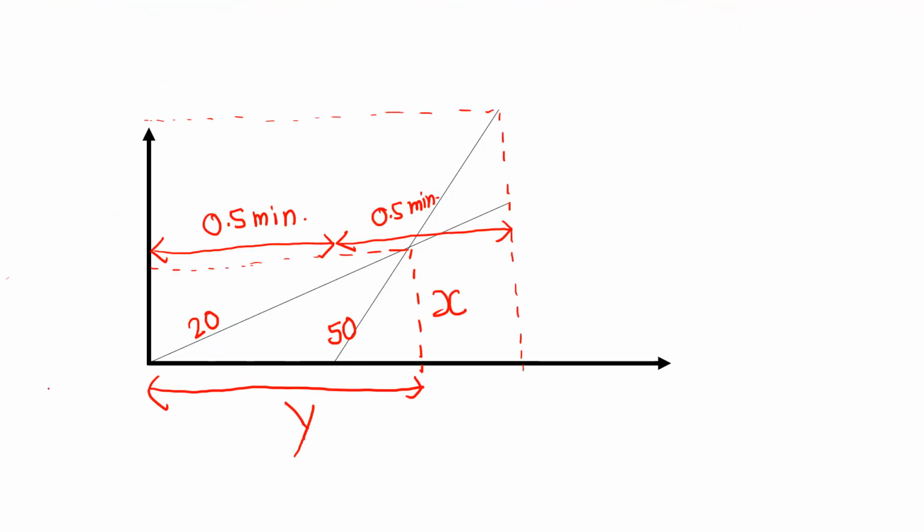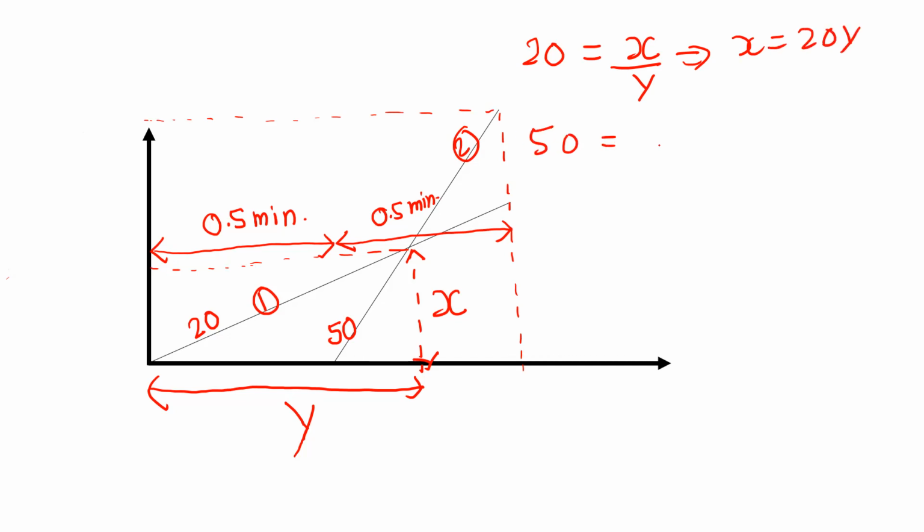So this is the condition that has been provided by the question. The slope of line 1 is 20 vehicles per minute and the slope of line 2 is 50 vehicles per minute. Let this distance be x and this distance be y, and let us calculate the slope using x and y. So slope of line 1, that is 20 vehicles per minute, would be given as x by y. So x would become 20y, and the slope of line 2, that is 50 vehicles per minute, would be given as x divided by y minus 0.5, where y is in minutes, because this distance is 0.5 and this whole distance is y. So this distance would be y minus 0.5.